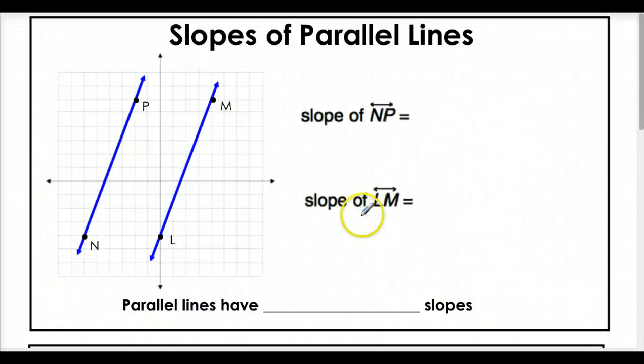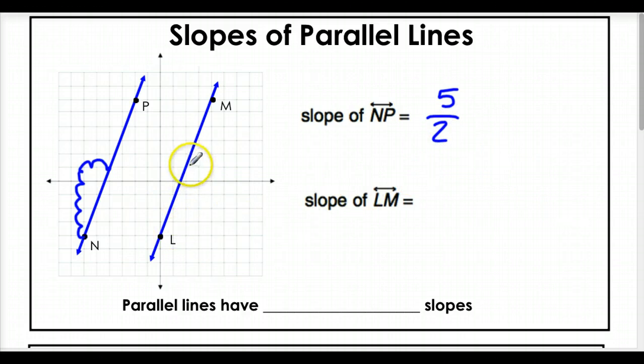Okay, so let's look at these lines on the coordinate plane and see if we can figure anything out. Let's see if we can figure out a principle about the slopes of parallel lines just using our eyes. I think the first thing to do is look at the slopes. Let's find the slope of NP and LM. So the first slope, we're going to count up. It's rise over run. So it's 1, 2, 3, 4, 5, and over 1, 2. So the slope of NP is 5 over 2.